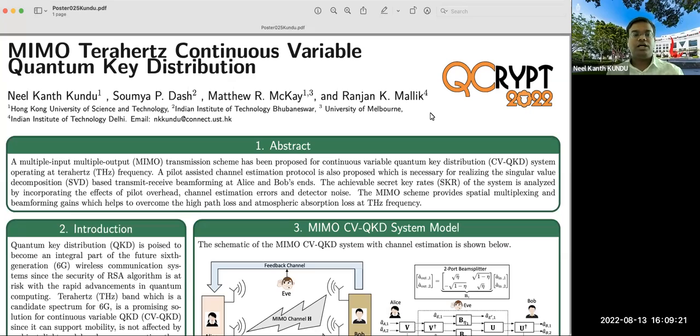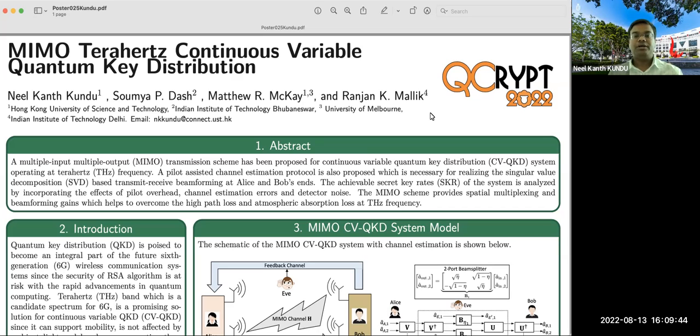Hello everyone, my name is Neel Kundu and welcome to my poster presentation titled MIMO Terahertz Continuous Variable Quantum Key Distribution. In this work, we have proposed a multiple input, multiple output transmission scheme for wireless continuous variable QKD protocol operating at terahertz frequency for future 6G wireless communication networks.